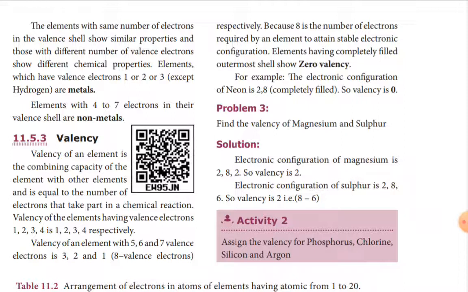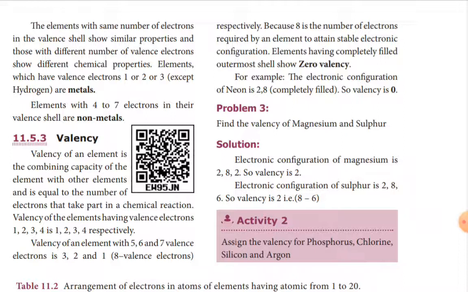The first shell can have a maximum of 2 electrons, so 2, then the second shell 8, then the remaining in the next shell. So 2, 8, 2 is the distribution of electrons. So the valency of magnesium is 2.